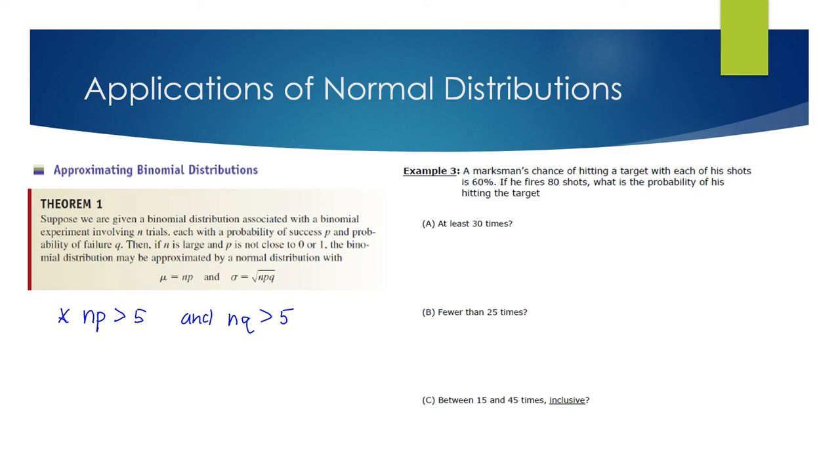A marksman's chance of hitting a target with each of his shots is 60%. If he fires 80 shots, what is the probability of his hitting the target at least 30 times, fewer than 25 times, and between 15 and 45 times inclusive? So take a moment, answer these 3 questions. Again, about 4 decimal places, and then we'll go over it.